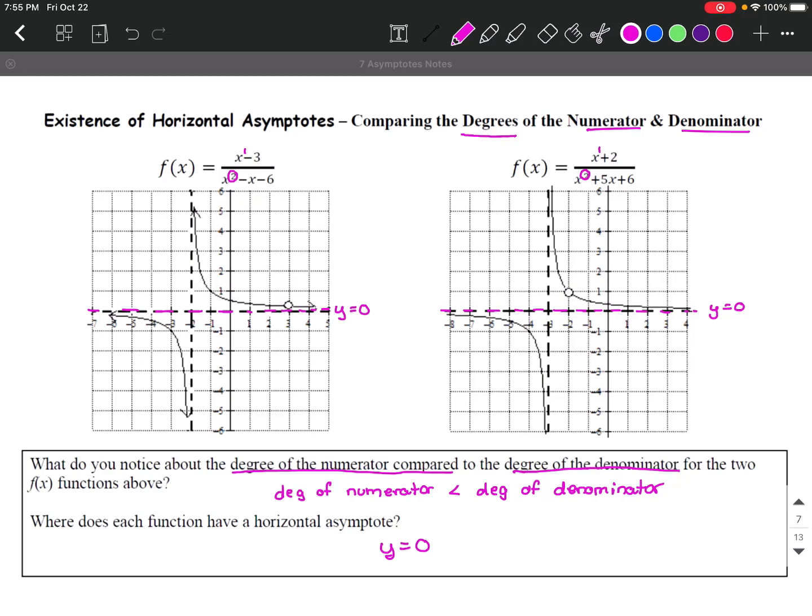Now, why does that make sense? Because if the degree of the bottom is bigger, it means the bottom of the fraction is getting bigger faster than the top. For instance, 1 over 10, 2 over 100, 3 over 1,000, 4 over 10,000. Now, both the top and the bottom are getting bigger, but the bottom is getting bigger faster. And what's happening to the values of the fractions? 1 over 10, 2 over 100, 3 over 1,000, 4 over 10,000, 5 over 100,000. Those values are getting smaller and smaller and closer to 0. And that's why there's a horizontal asymptote at y equals 0.